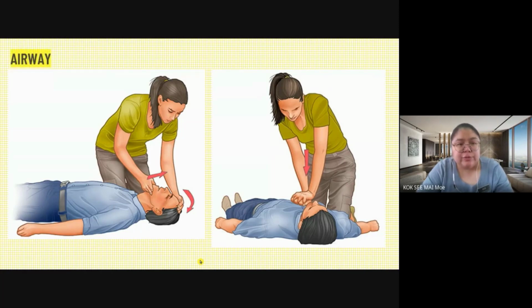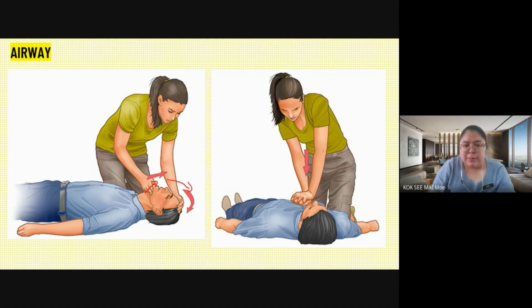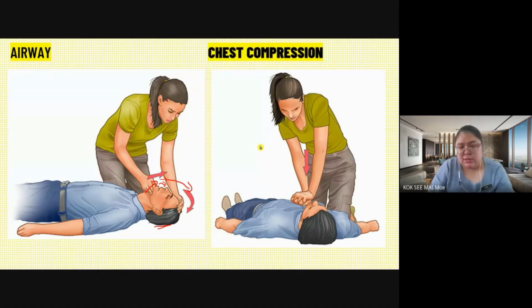So the first thing you need to do is open the airway. Airway means you lift the chin up, with the head tilted back and flat, so that oxygen can go in through the nose. From here, once you have positioned them like this, you can start the chest compression. Compress the chest. This one is important. Later we will show more detail on how to place your hands and where the location is. So this is chest compression.